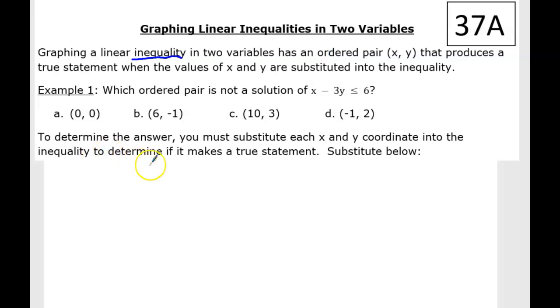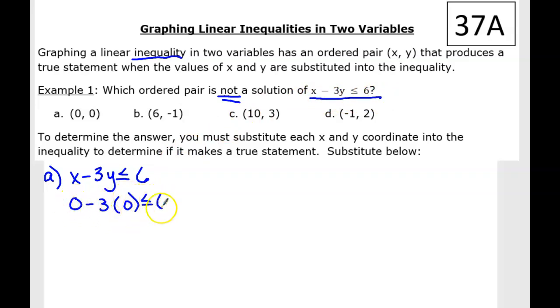So to determine this answer, we need to substitute in each of these ordered pairs and then see which one would not be a solution. Okay, so I'm going to start out, and with A, I'm just going to take x, so it's going to be x minus 3y is less than or equal to 6. So that's the inequality. I'm going to plug in 0, 0. So when I do that, I get x, which is 0, minus 3 times 0. Is that less than or equal to 6? I end up with 0 is less than or equal to 6. So that's a true statement. So that's a yes. All right, that's a solution.